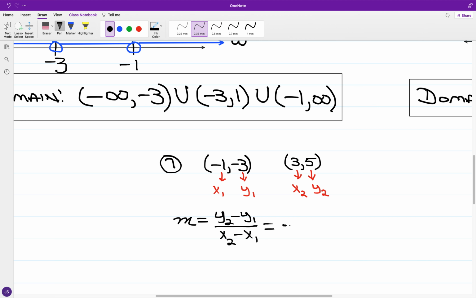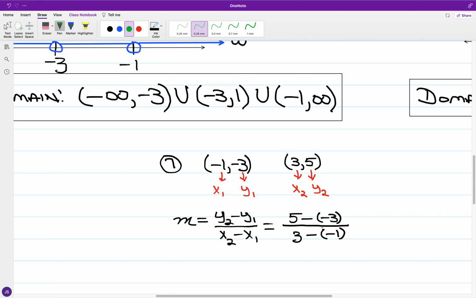So we have these items to now utilize. For y2 minus y1, y2 we have at 5, subtracting y1, which we have at -3. And we have this difference all over that between x of 2 and x of 1. So x of 2 we have at 3, minus x of 1, and x of 1 we have at -1.